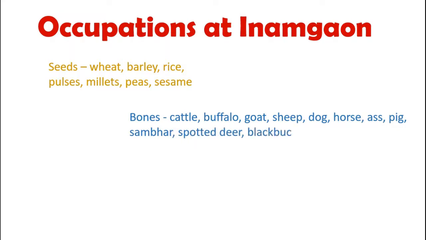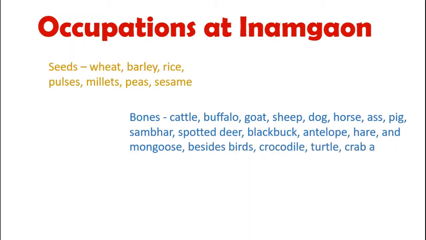You can see here in the slide, I have named all the animals which are described in the book. So cattle, buffalo, goat, sheep, hare, sambar, spotted deer, blackbuck, antelope, hare, and mongoose, besides birds, crocodile, turtle, crab, and fish. So these are all the animals, birds, or reptiles whose bones were found in Inamgaon.